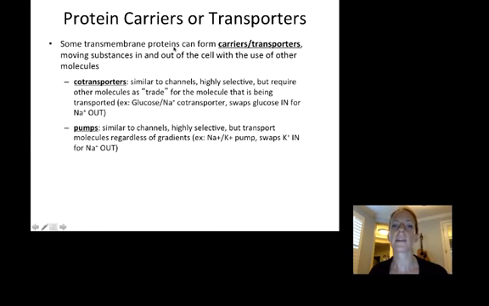Some transmembrane proteins can form carriers or transporters, moving substances in and out of the cell with the use of other molecules. These would be co-transporters that are similar to channels, but in addition to having a gate, they also need a chaperone or a co-transport molecule. They have to trade for a molecule that is being transported in. There are also pumps that are similar to channels that are very selective, but they will transport molecules regardless of the gradients, and we'll talk about gradients in a second.